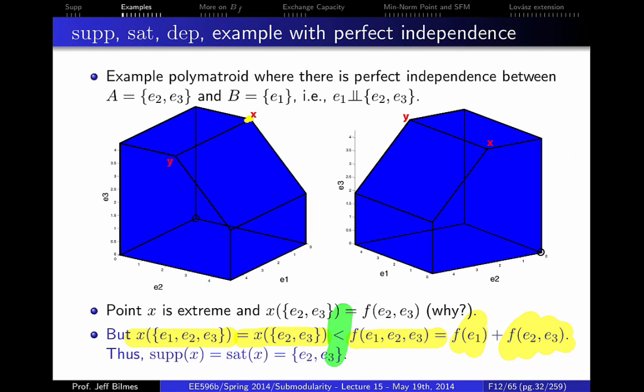So this therefore means that the supp of x, which is equal to the sat, is equal to E2, E3. Right? Supp of the non-zero elements, sat is the biggest set of elements. Because anything bigger than E2, E3 is not tight for this point x. Right? Everybody see that?